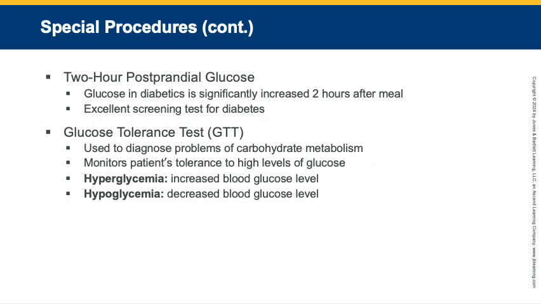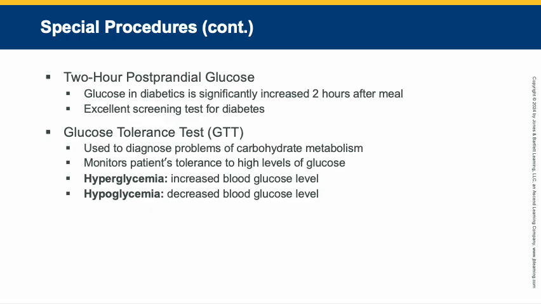Okay, now moving on to the 2-hour postprandial glucose. Postprandial means after a meal. So the glucose levels in blood specimens obtained 2 hours after a meal are rarely elevated in normal patients, but may be significantly increased in diabetic patients. So this is why it is an excellent screening tool for diabetes. They can also use it as a 2-hour PP, which means it's used to monitor insulin therapy.